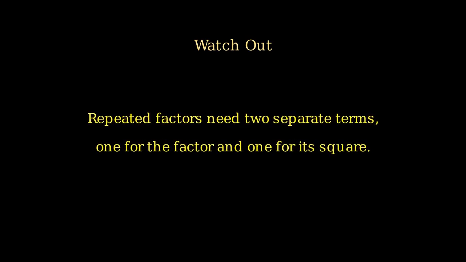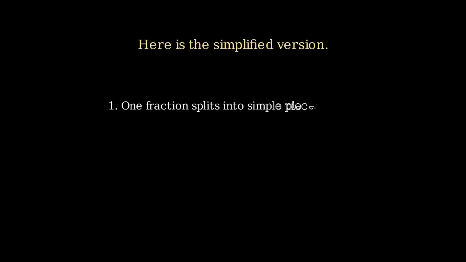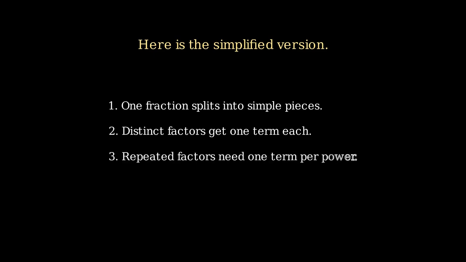Here is the simplified version, essentials only. One messy fraction splits into simple fractions over each factor. Distinct linear factors each get one unknown term. Repeated linear factors need one term for every power of that factor. Substitute convenient x values or compare coefficients to solve for the unknowns. Once split, each simple piece integrates directly.